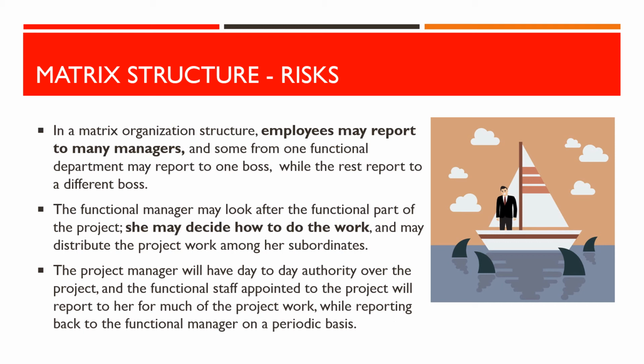In a matrix organization structure, employees may report to many managers, and some from one functional department may report to one boss, while the rest report to a different boss. The functional manager may look after the functional part of the project. She may decide how to do the work, and may distribute the project work among her subordinates. The project manager will have day-to-day authority over the project, and the functional staff appointed to the projects will report to her for much of the project work, while reporting back to the functional manager on a periodic basis.